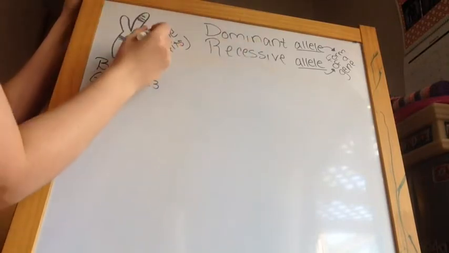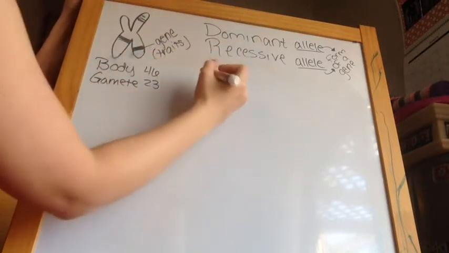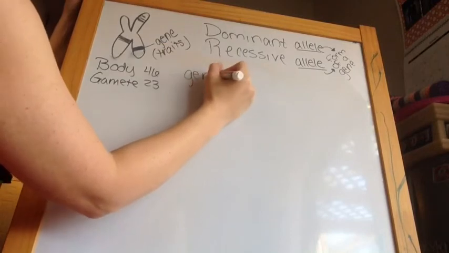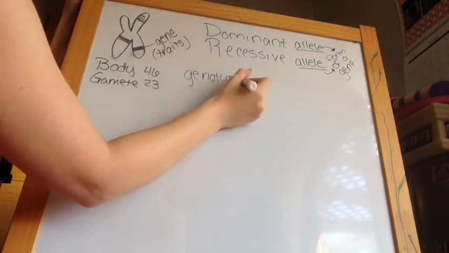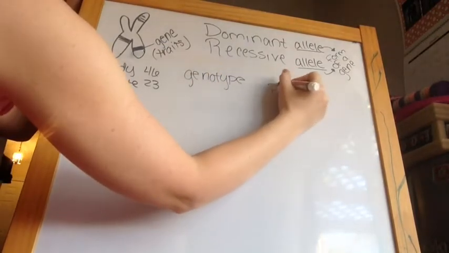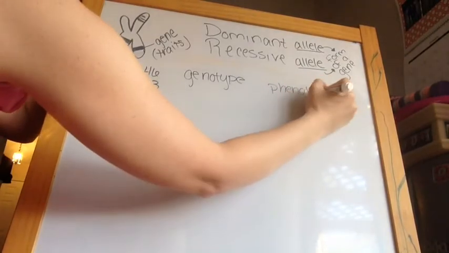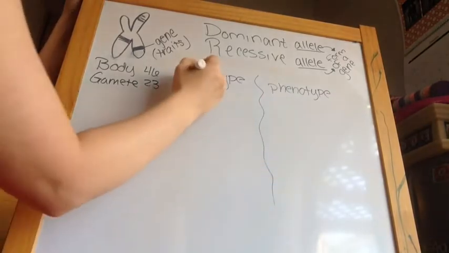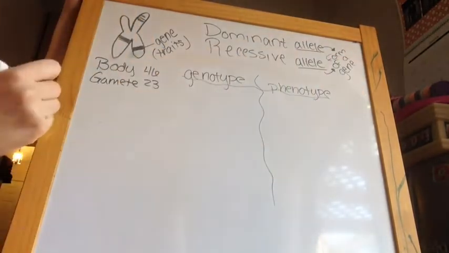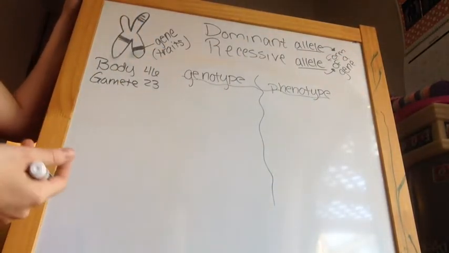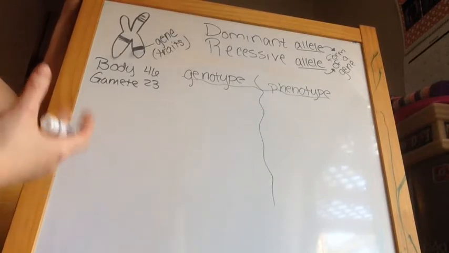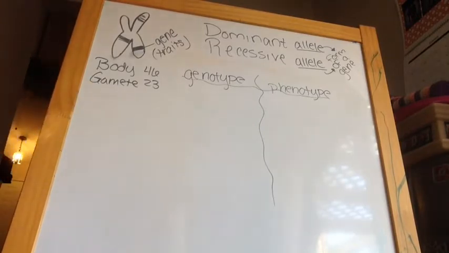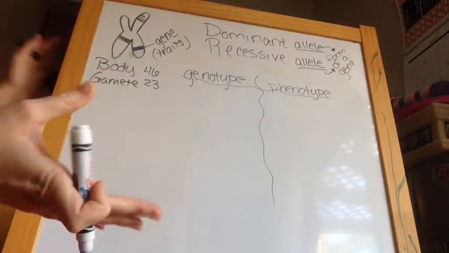So when I say that genes determine traits, that's like saying your genotype determines your phenotype. If you've never heard those words before, it's not a big deal. What it means is your genotype is literally the genes you have. It's the forms of genes you have, and we commonly represent these with letters. So let's just take hair color because that's an easy example.